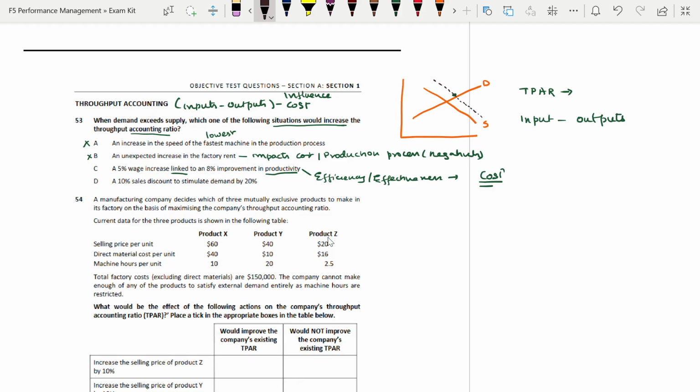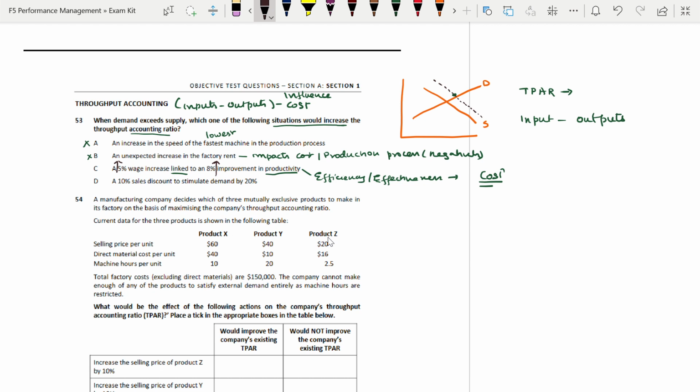Okay, you increase the wage. What will happen? It will have an impact on productivity. You are increasing the wage by 5%. Automatically, supply will also increase by 5%. Sorry, supply will also increase by 8%.